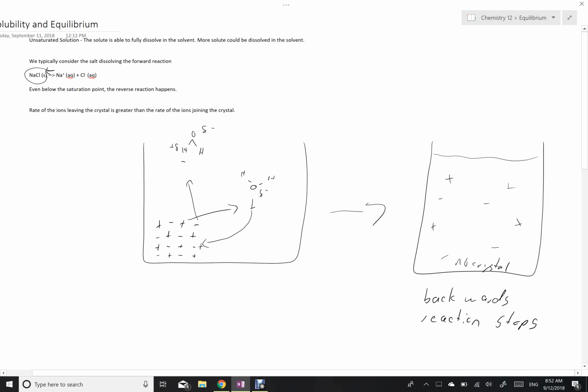So that's the unsaturated situation. Both occur, the forward and backwards reaction, but more ions leave than come back, and more ions go into solution, and eventually there's no crystal left, so then there's nowhere to go back to, and the reaction stops.